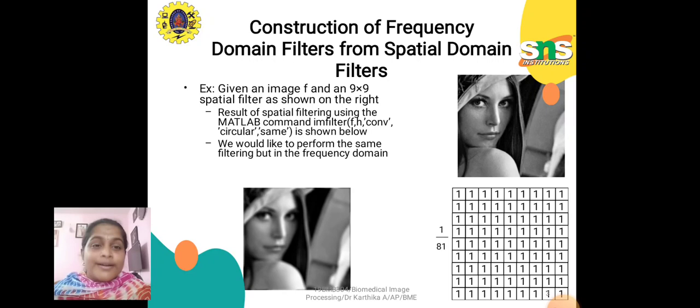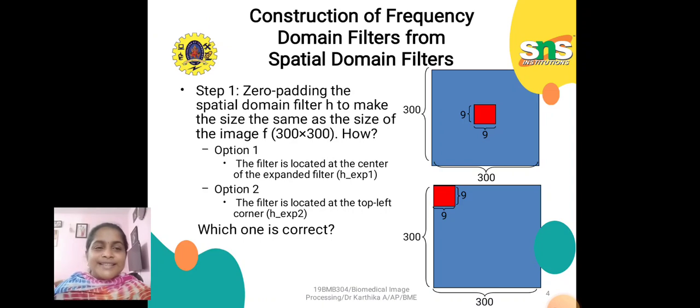We have to perform the same filtering but in the frequency domain, not in the spatial domain, because we are converting spatial filters to frequency domain filters. Frequency domain filters are very important, because using them we can get highly enhanced images. So we are going to construct frequency domain filters from spatial domain filters. The first step is zero padding the spatial domain filter H to make it the same size as the image F.